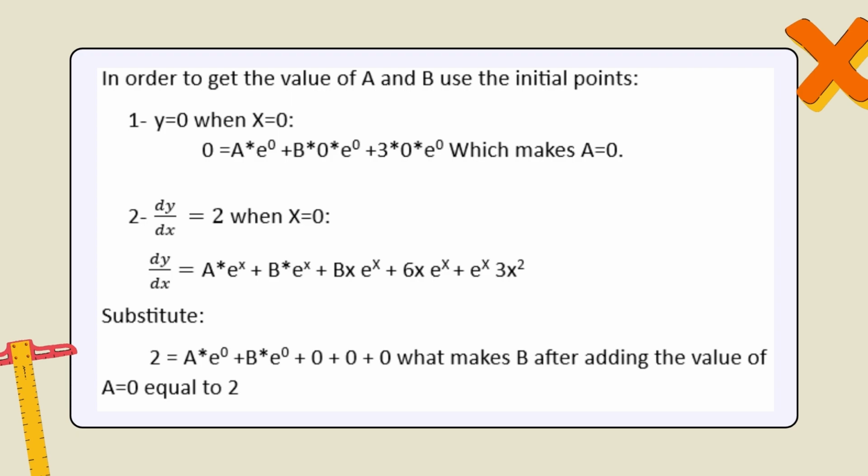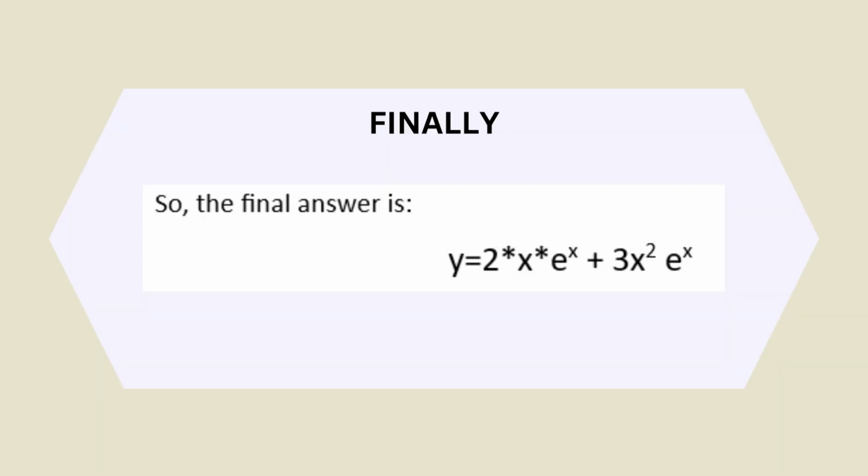Now we got the values of a equal to 0 and b equal to 2. So now we can substitute them in the general equation to make it finally the particular solution for our equation, which makes y equal to 2, which is the value of b, times x times e^x plus 3x squared e^x. And like that, we could find the particular solution for our equation.